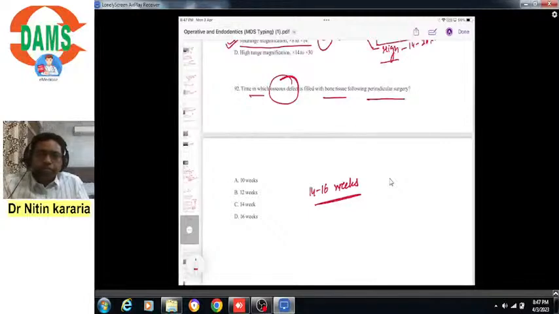Okay. Now if you look at the options, both 14 weeks and 16 weeks are there as options. And when both are there, we have to make a choice between one. We go with the higher, that is 16 weeks. So option D would be the answer over here. This is something you have to learn, you have to remember.